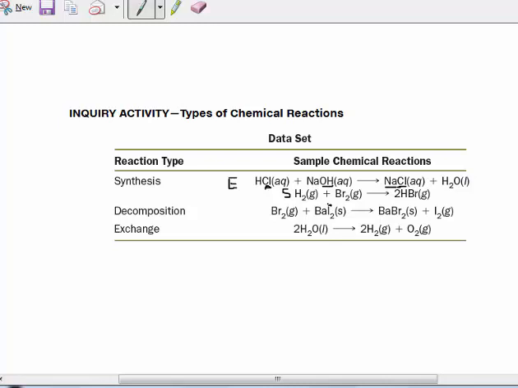Originally, the I2 is bonded to barium on the reactant side, but on the product side, I2 is no longer bonded with barium, and barium is now bonded with bromine, which was by itself on the reactant side. So bromine switched places with iodine, so this is an exchange reaction because there was a switch. And then our final example, 2H2O forming 2H2 plus O2, is a decomposition reaction because we have one reactant forming two products.